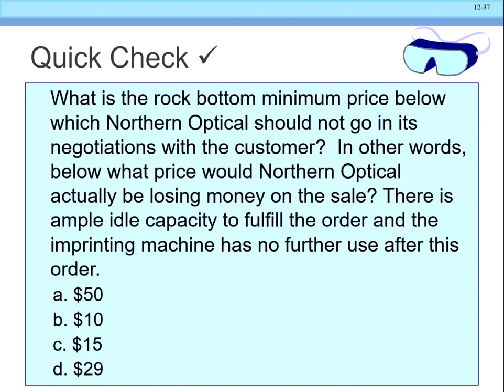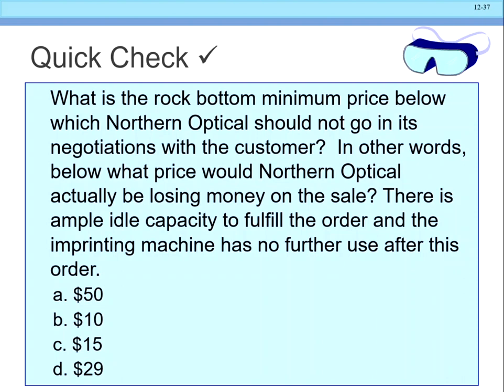So the next page is now asking what is the rock bottom price, or what is the minimum price which Northern Optical should not go beyond when they are negotiating with the customer. In other words, at what price would Northern Optical actually be losing money? What price below which they will be losing money on this sale? Assume there is ample capacity to fulfill the order and the imprinting machine has no further use after this order.